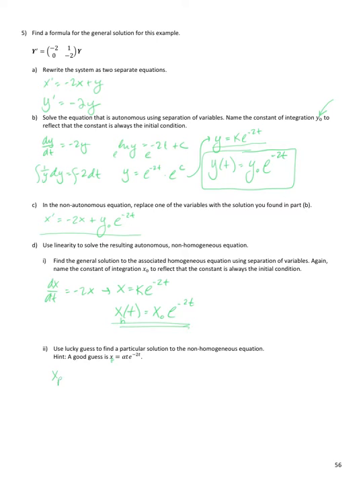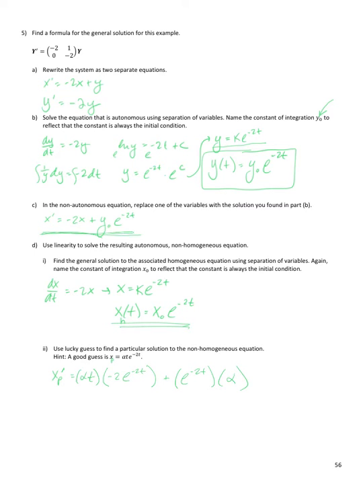So xp prime, I'm going to have to use the product rule. That's alpha t times e to the negative 2t. So it's first, alpha t, times the derivative of the second. The derivative of e to the negative 2t is negative 2e to the negative 2t, plus the second, e to the negative 2t, times the derivative of the first. And there's my x prime.